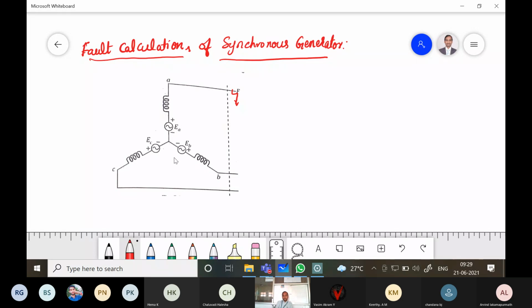Okay, balanced system voltage, balanced generator is there, but the fault that occurred is unsymmetrical. So why is it unsymmetrical? Single line to ground fault. So this comes under the unsymmetrical fault.